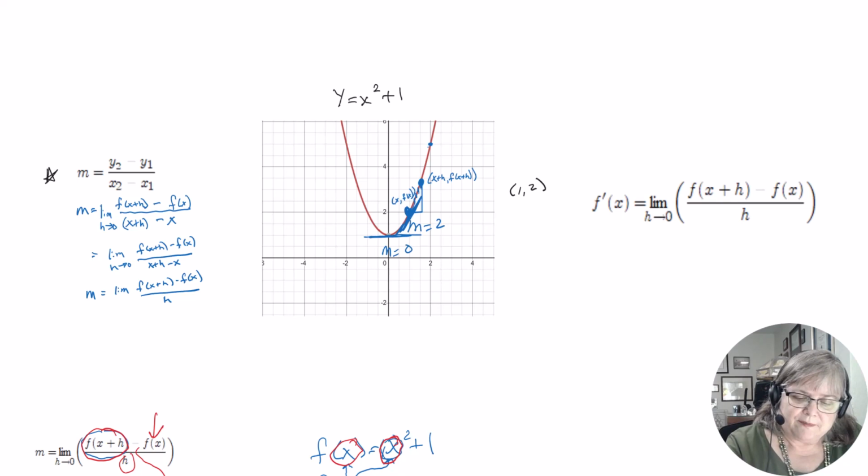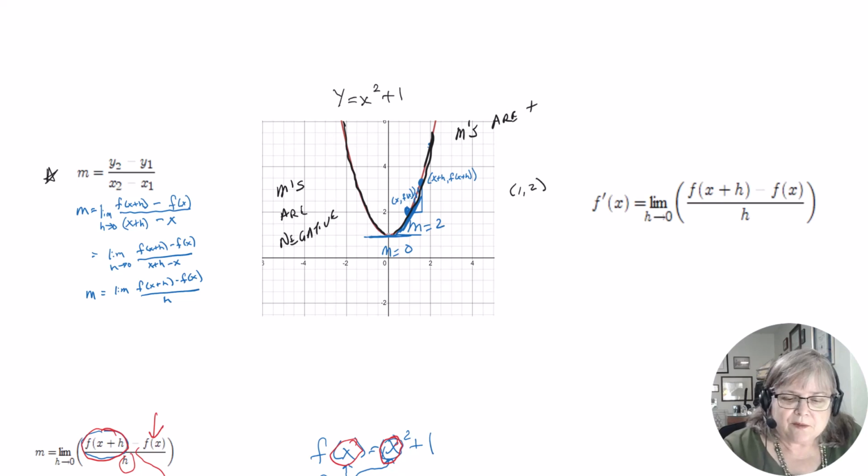On this side, the slopes are negative because they're going downhill. On this side, the slopes are positive because they're going uphill, right? So right here in between, you go from negative to positive, and you go through zero right there.